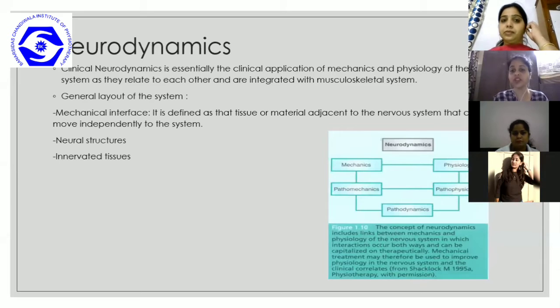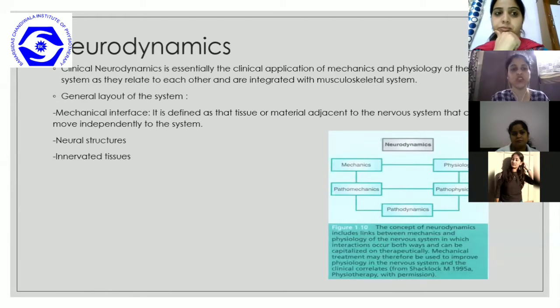And whenever there is an alteration in mechanics, the basic mechanics we were talking about, the sliding of the nerve, the compression of the nerve, that is called pathomechanics. The reason for alteration in both these things, the mechanics and the physiology, is called pathodynamics. And this is our concept of neurodynamics.